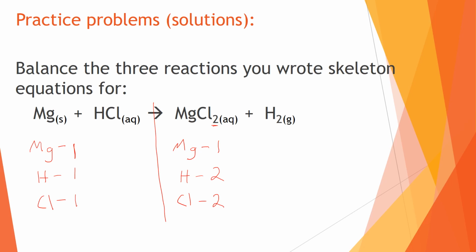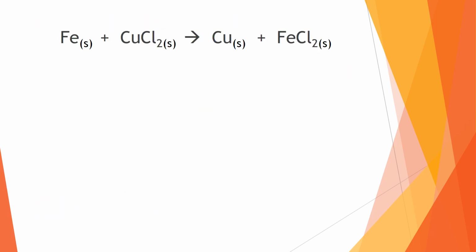So how am I going to balance this? Well, this one's fairly easy because if I put a 2 right here, what I've done is I've doubled the number of hydrogens and I've doubled the number of chlorides. So now I have 2 hydrogens on this side, and now I have 2 chlorides on this side. So my magnesium's balanced, my hydrogen's balanced, and my chlorine's balanced. So I started with an easy one to warm you up a little bit. Okay, next one.